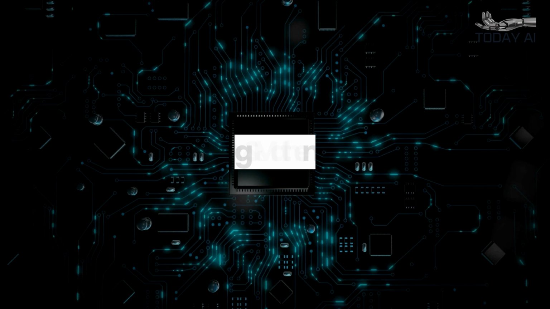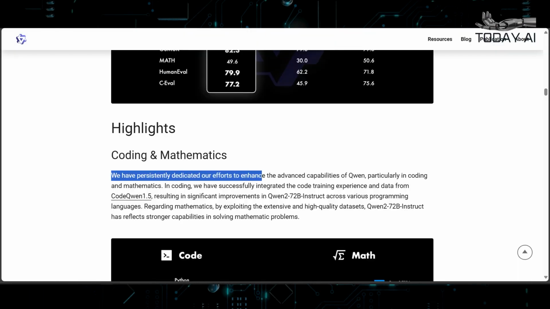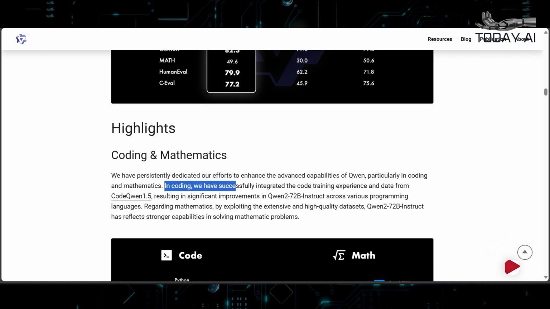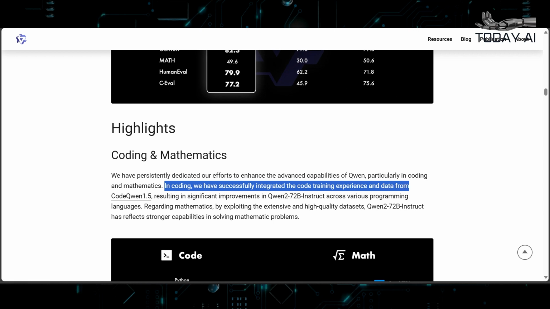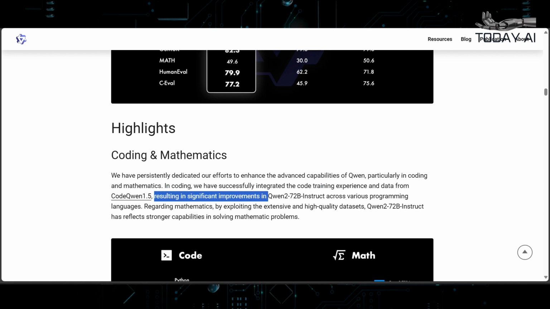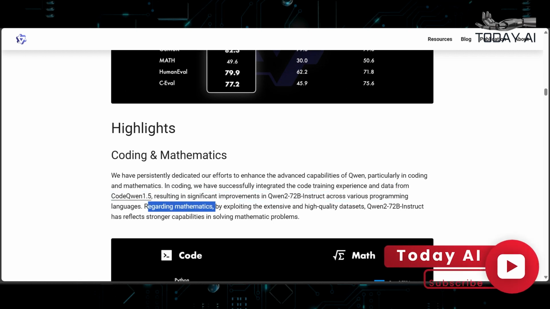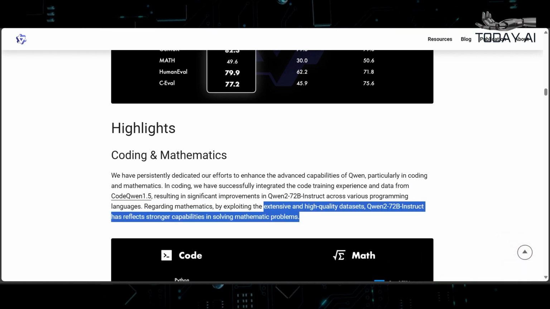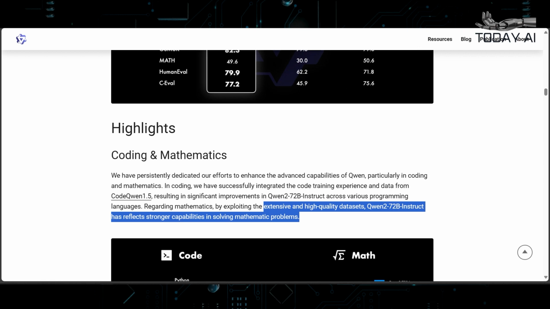Coding and mathematics. We have persistently dedicated our efforts to enhance the advanced capabilities of Qwen, particularly in coding and mathematics. In coding, we have successfully integrated the code training experience and data from CodeQwen1.5, resulting in significant improvements in Qwen2-72B-Instruct across various programming languages. Regarding mathematics, by exploiting the extensive and high-quality datasets, Qwen2-72B-Instruct has reflected stronger capabilities in solving mathematical problems.